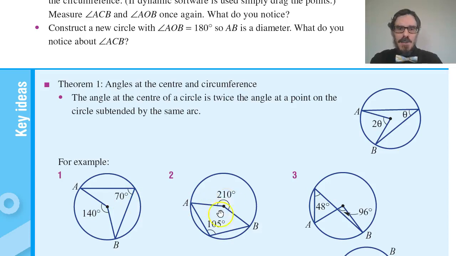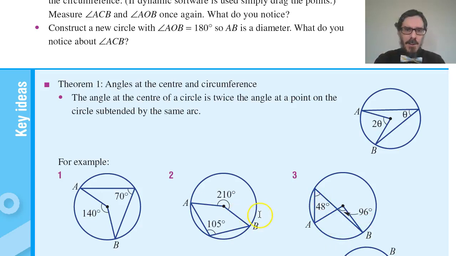And it doesn't matter if one's on the outside or the inside. If this is 105, then this one is a reflex angle at 210. It's still double this one. And it doesn't matter if it crosses over the side, it's still the same. The angle at the centre, subtended by the same arc, is double the angle at the circumference.